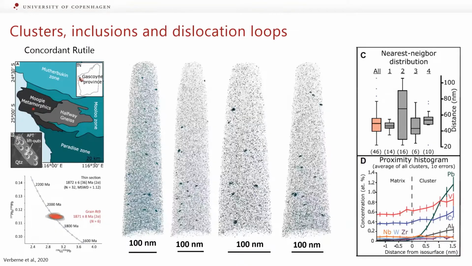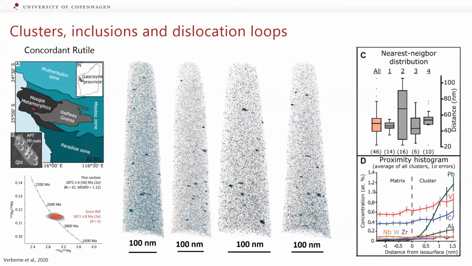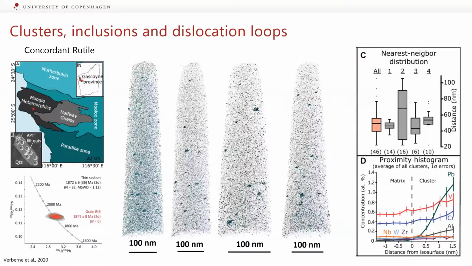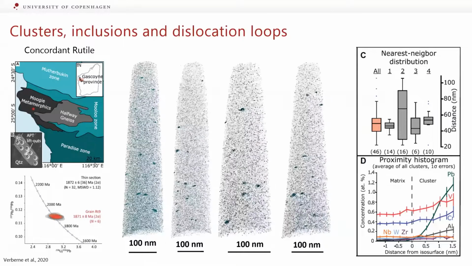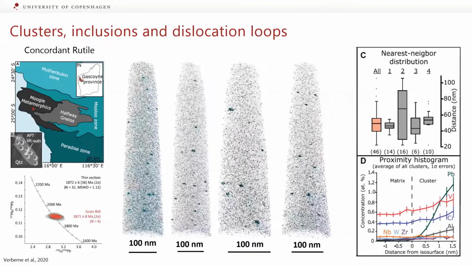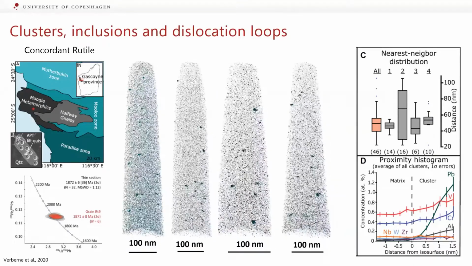So this one is a sample from Australia that we knew had seen multiple high temperature events, but in laser ablation studies did not show any discordance. Yet still, we found all these kinds of clusters in there.